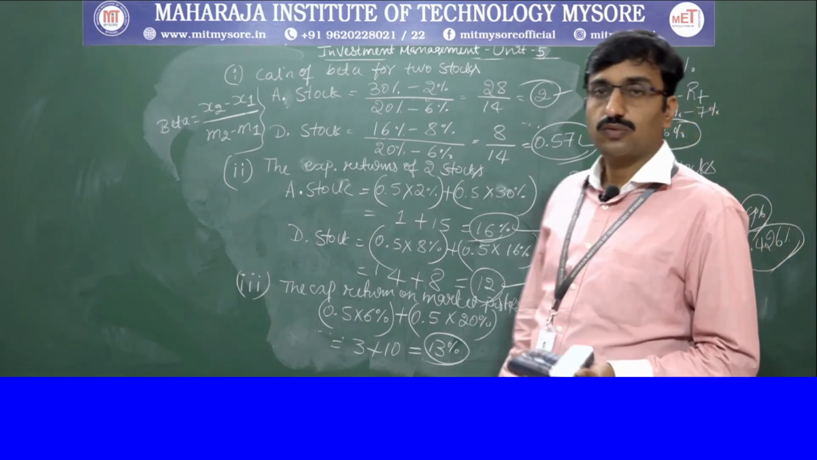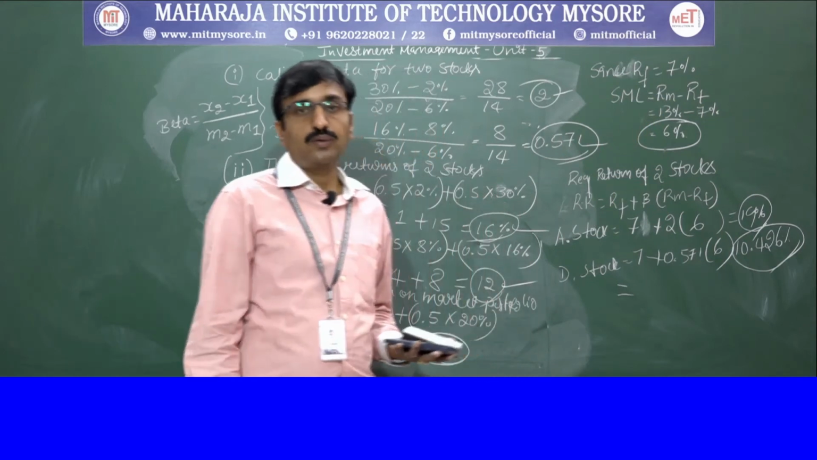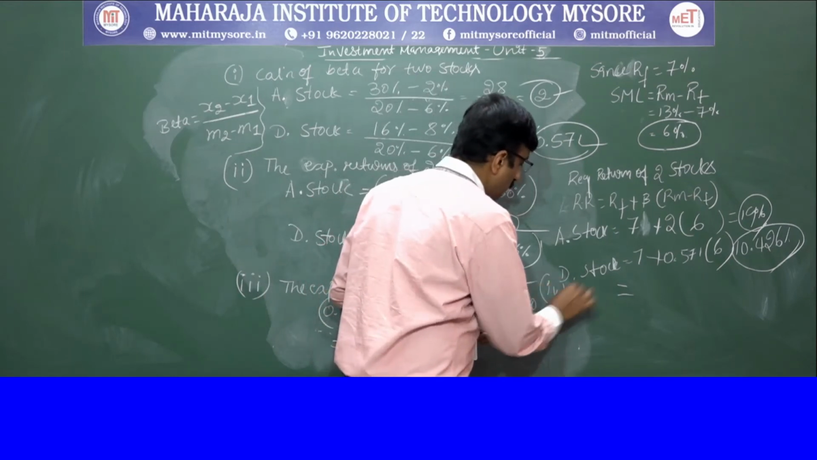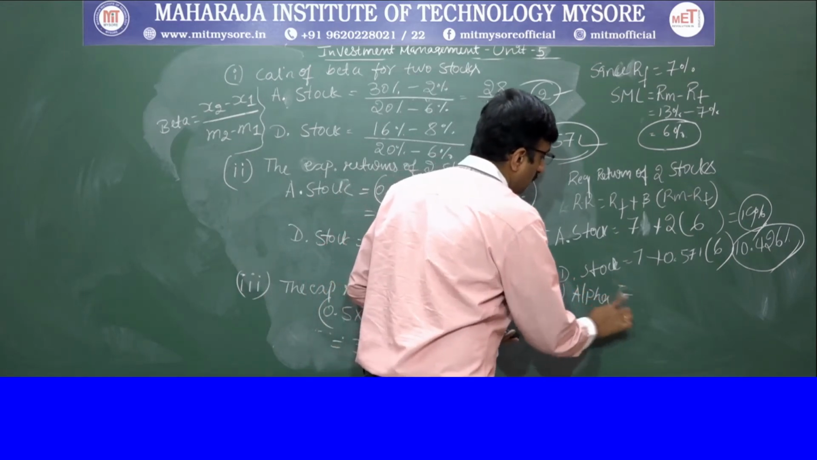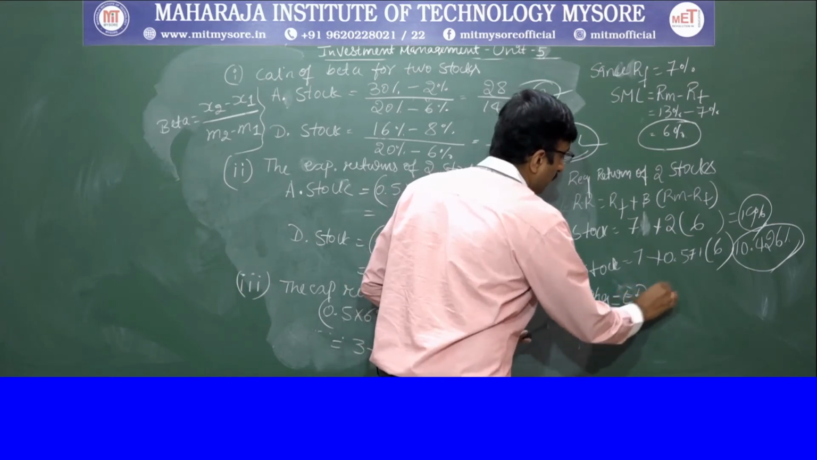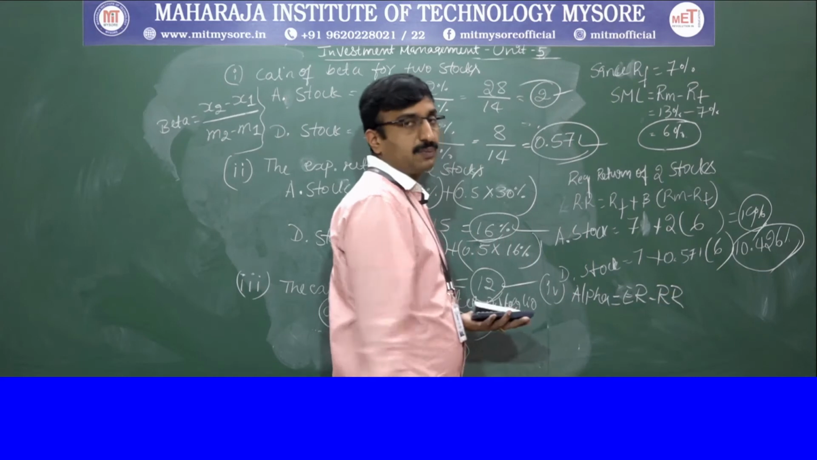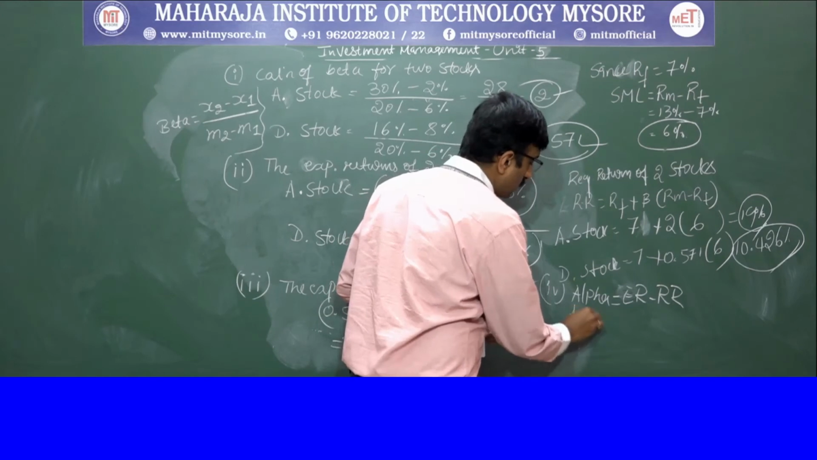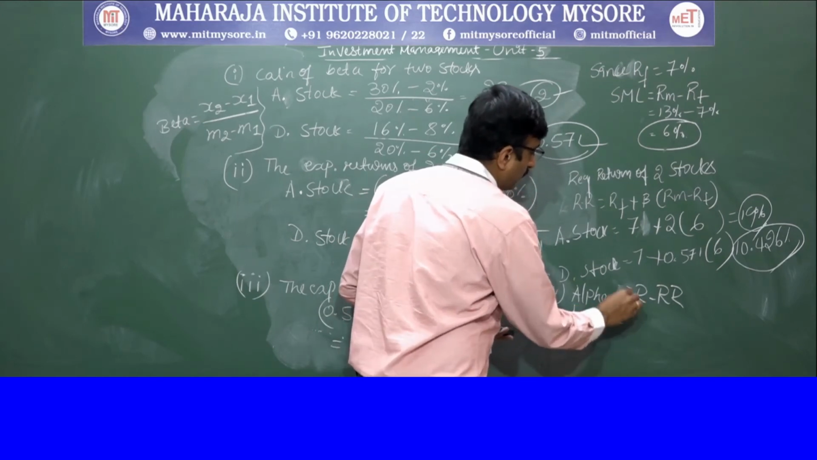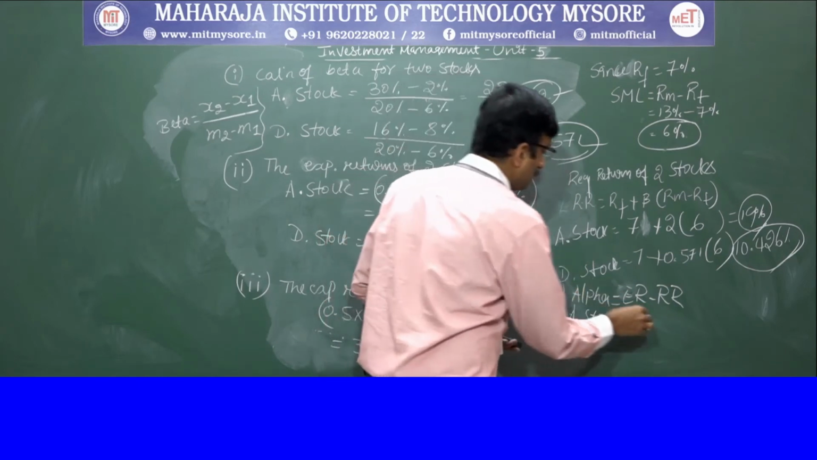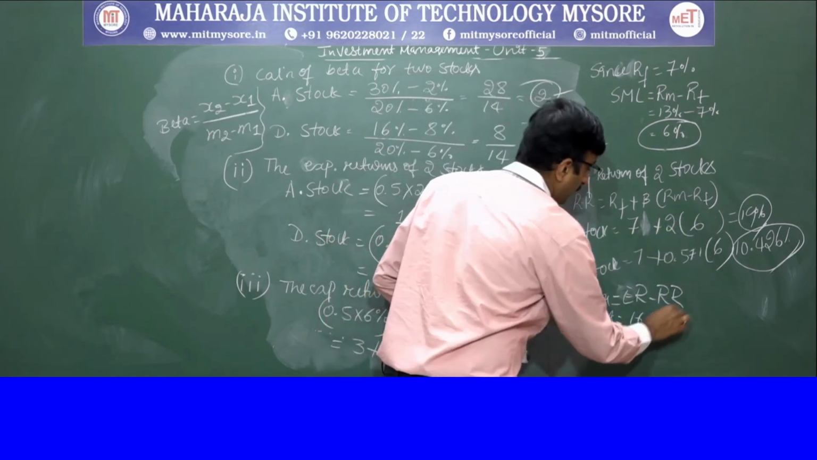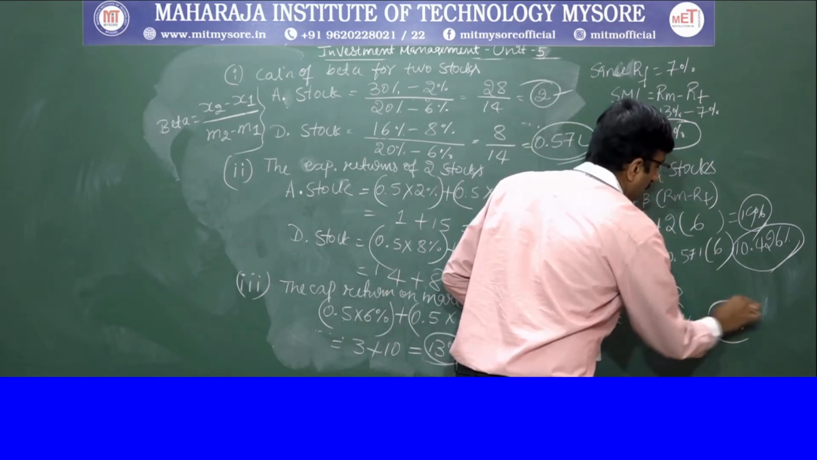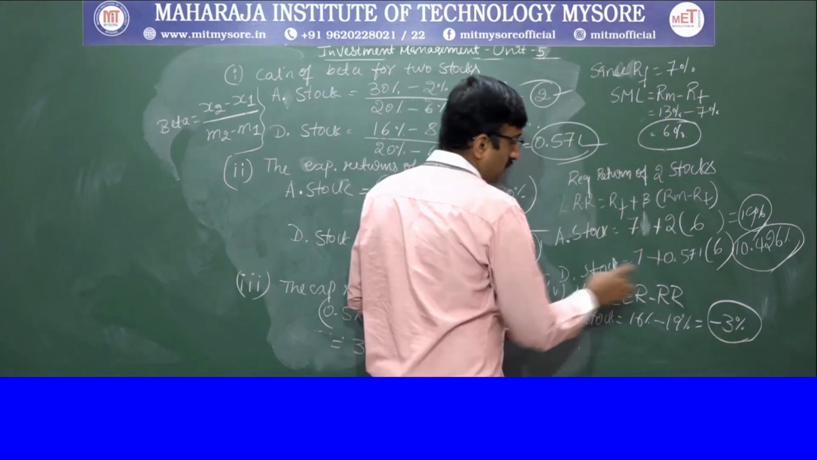So, next moving on to the fourth question: calculate the alpha. How do you find the alpha? Alpha is equal to expected return minus required return. For A stock, that is the aggressive stock, the expected return is 16% and the required return is 19%. So, you will get minus 3%. The alpha of this is minus 3%.